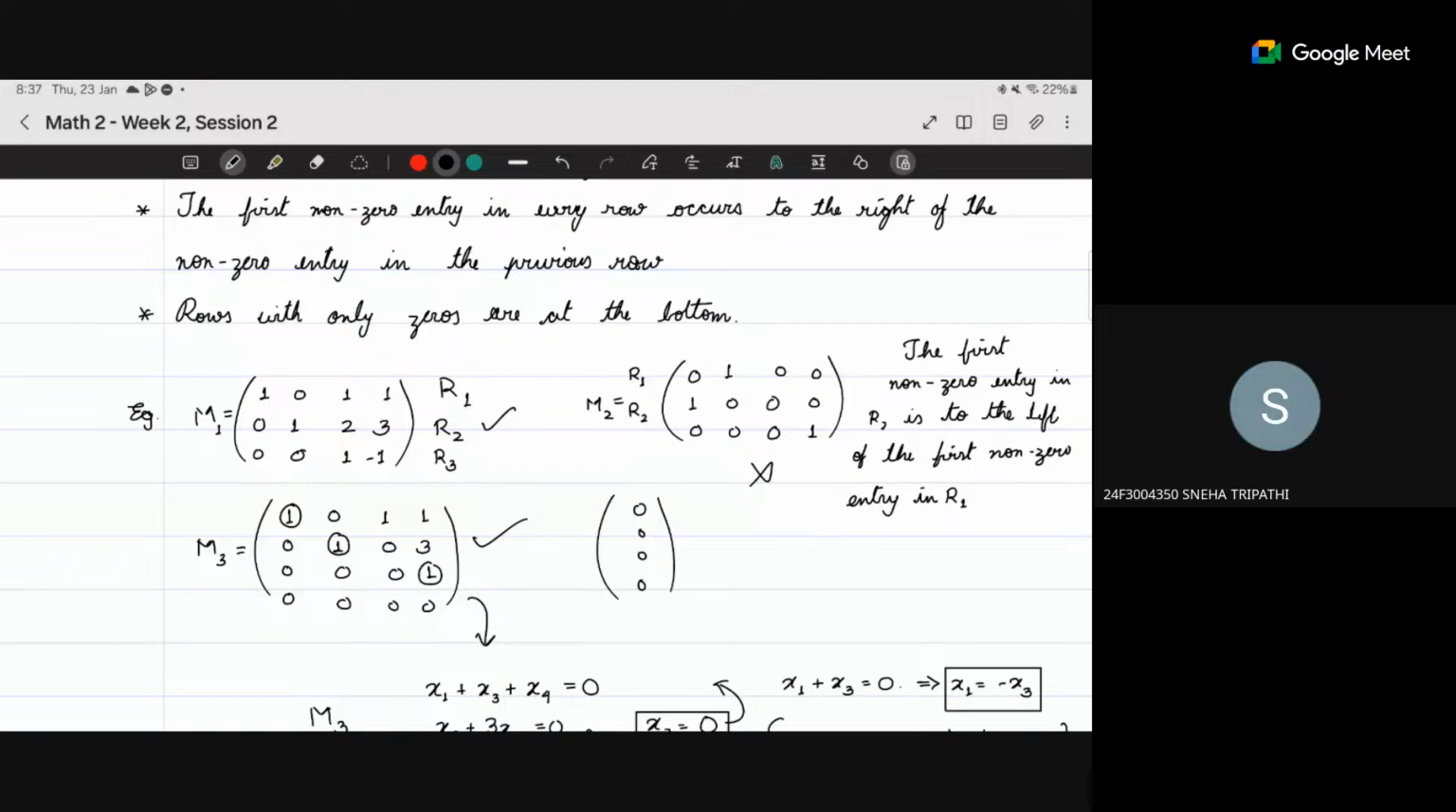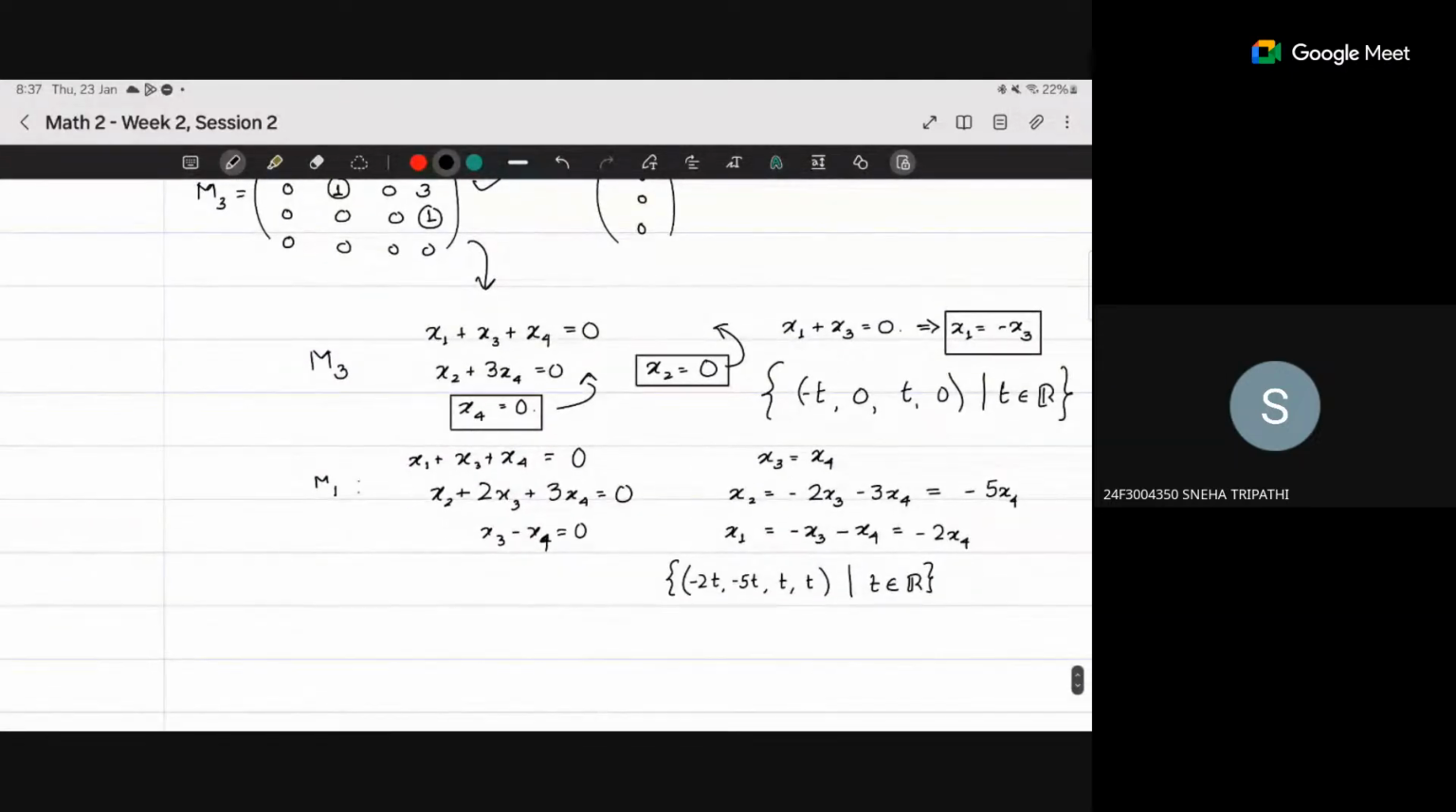Sir, I didn't get the concept of dependent and independent variables. Yeah, that will come later. For now, you just see that x1, x2, x3 can all be written in terms of x4, right? Yes, sir. x1, x2, x3 are dependent on x4 in some sense.